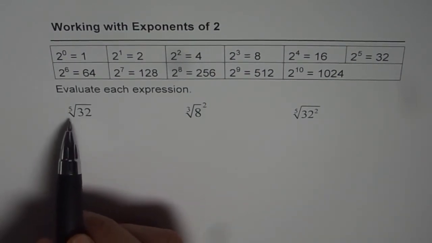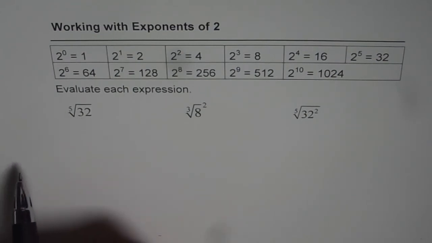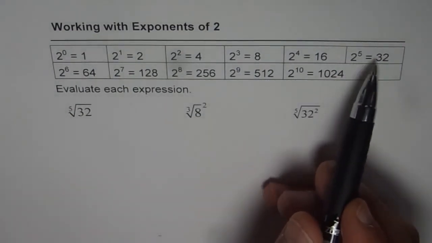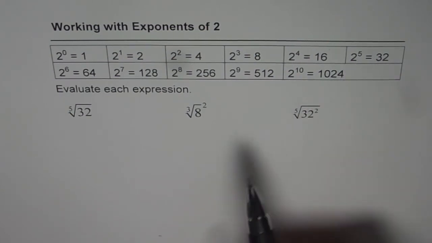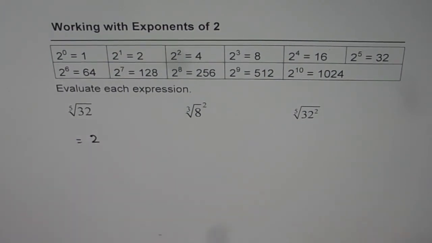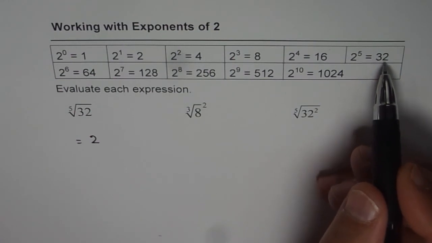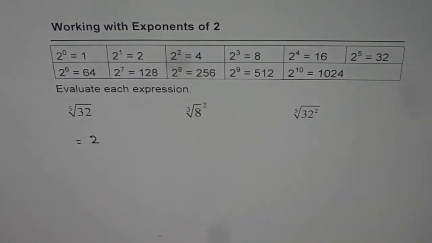We want to know the fifth root of 32. Fifth root of 32. 2 to the power of 5 is 32. So the fifth root of 32 should be just the number 2. You get it? So the answer here is 2. The reason is 2 to the power of 5 is 32. So the fifth root of 32 is 2. So that's how we can get the answer.